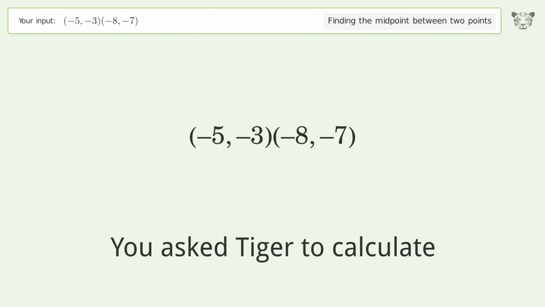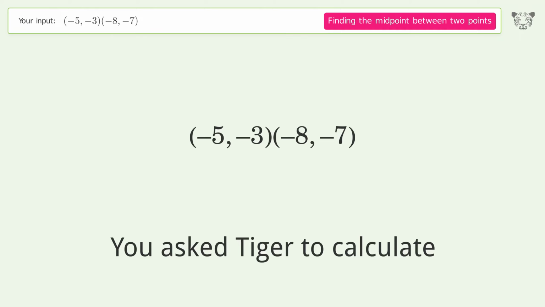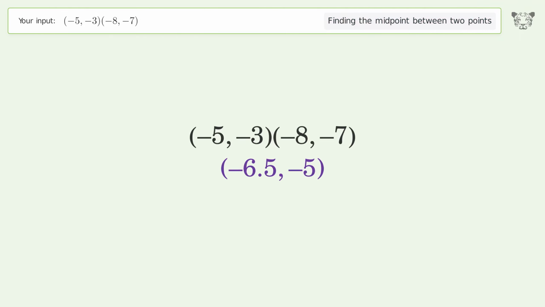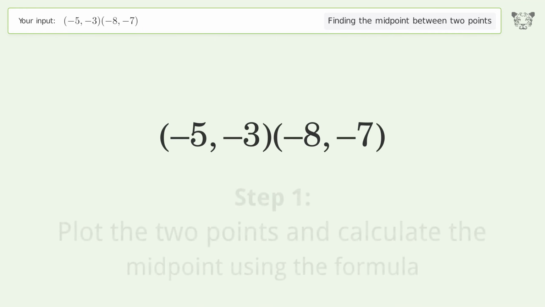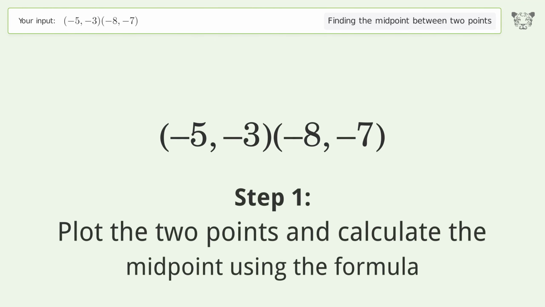You ask Tiger to calculate. This deals with finding the midpoint between 2 points. The midpoint between the 2 points is -6.5, -5. Let's solve it step by step. Plot the 2 points and calculate the midpoint using the formula.